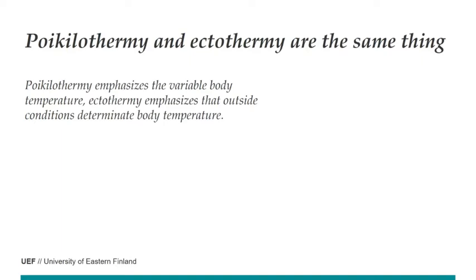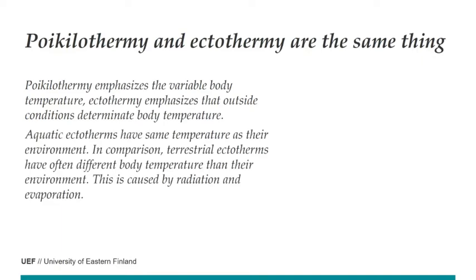We started these lectures with bumblebees that were producing heat for their flying muscles. So in that case, the conditions outside are not determining the temperature of this muscle. And actually, especially in terrestrial poikilotherms, the body temperature can be different from what a thermometer beside them shows. The living conditions are affecting the body temperature. So aquatic ectotherms have the same temperature as their environment.